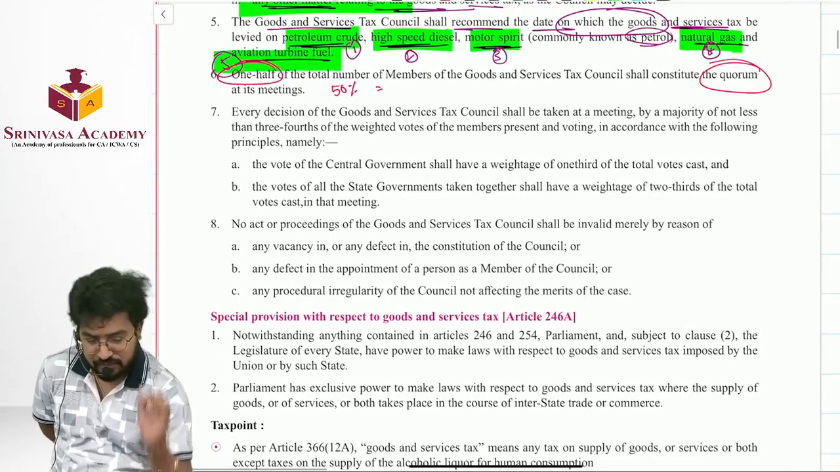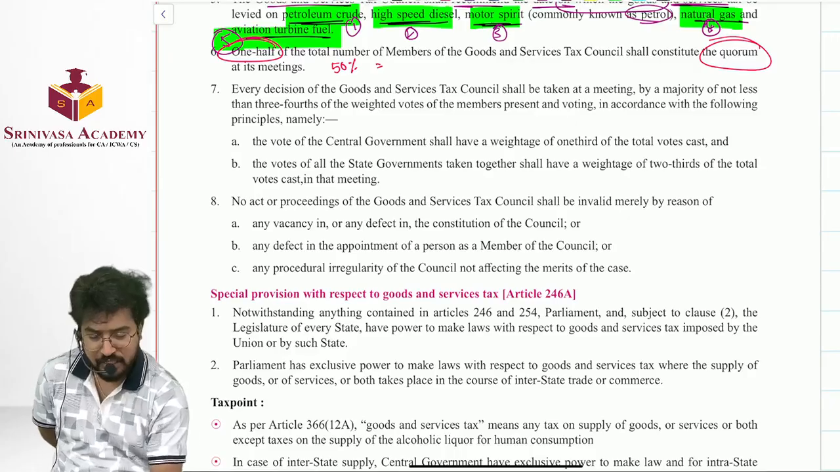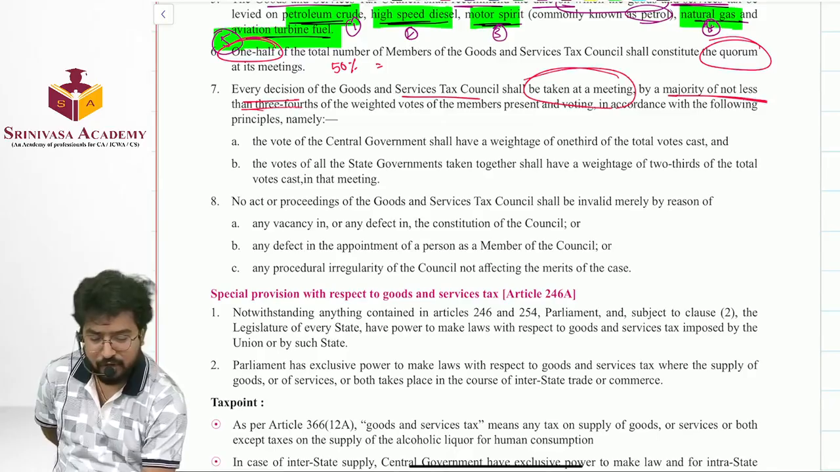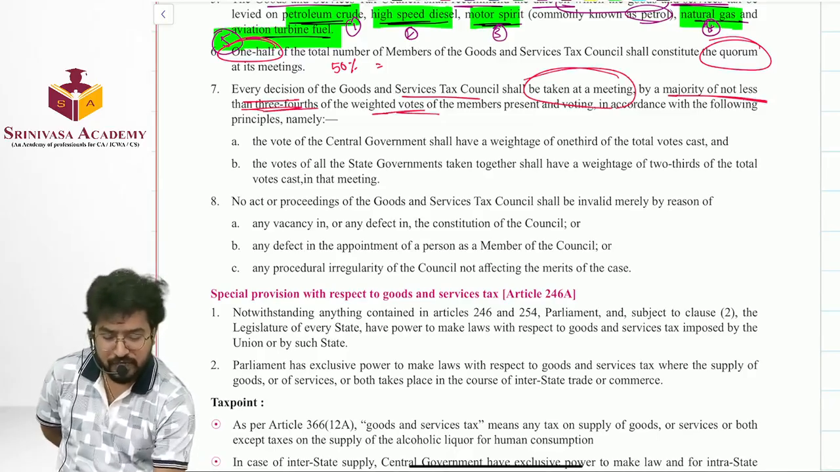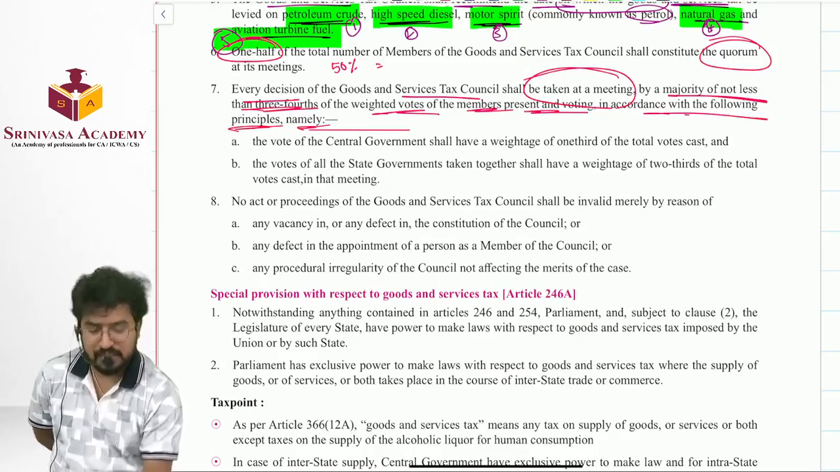The seventh and eighth points again are important. What is that? Every decision in the GST Council shall be taken at a meeting by a majority of not less than 3/4 of the weighted votes of the members present and voting in accordance with the following principles, namely.